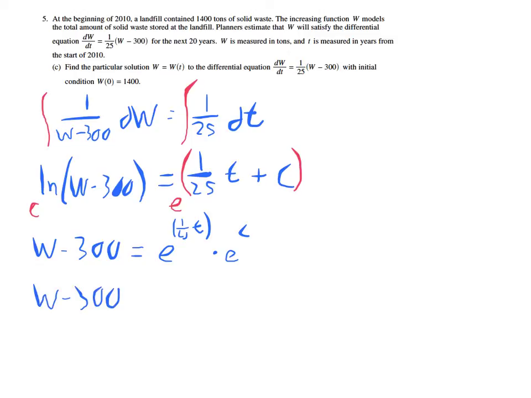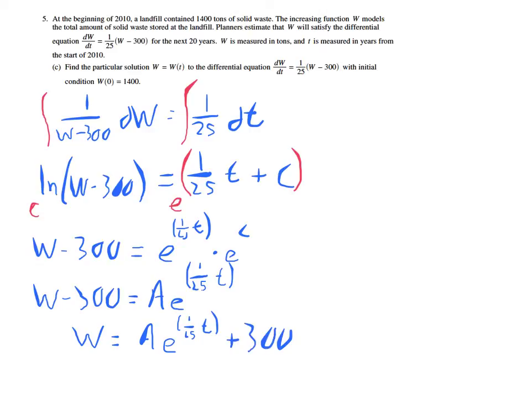And that will hopefully look familiar to you. W minus 300 is equal to a e to the 1/25 t. So my c became e to the c, which then just became a, still a constant, so I just renamed it. Now, w is equal to a e to the 1/25 t, and then I'm adding the 300 to the other side.